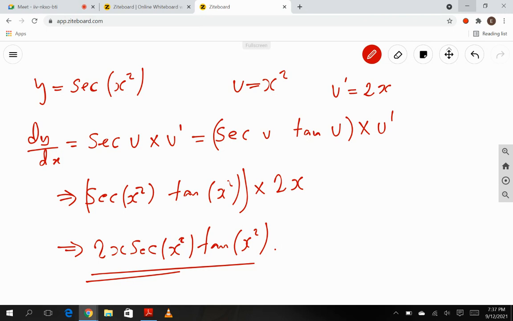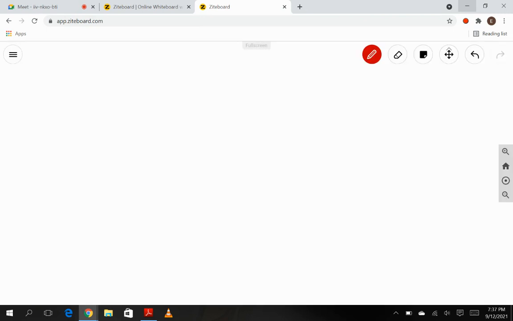So that's about it, right? Once you substitute u, it then becomes very easy because you'll be working with a relatively easy concept. So let's see how we can look at another question.